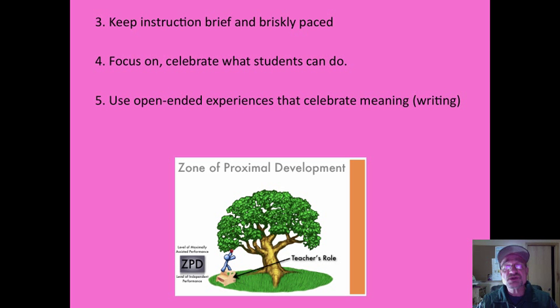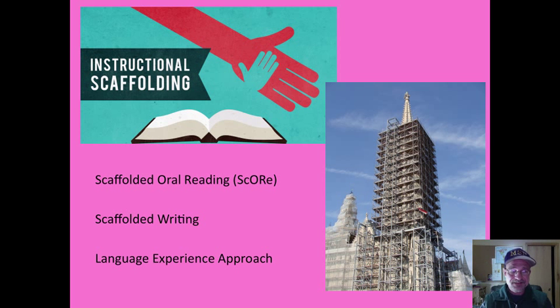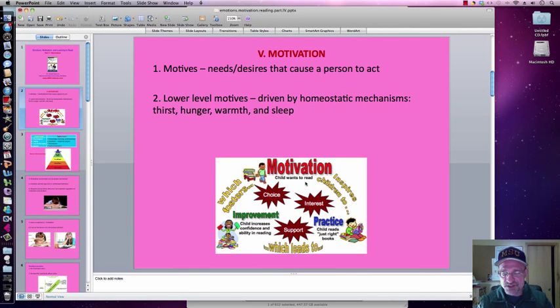Celebrate what students can do. Don't find deficits and then drill deficits. Help them overcome their deficits by focusing on what they can do. And when writing, use open-ended experiences that celebrate meeting, open-ended activities in which all can succeed. And we use scaffolding to the greatest extent possible. Scaffolded oral reading, described elsewhere, scaffolded writing, and language experience approach. These are all types of scaffolding which enable students with reading difficulties to participate in authentic literacy behaviors.